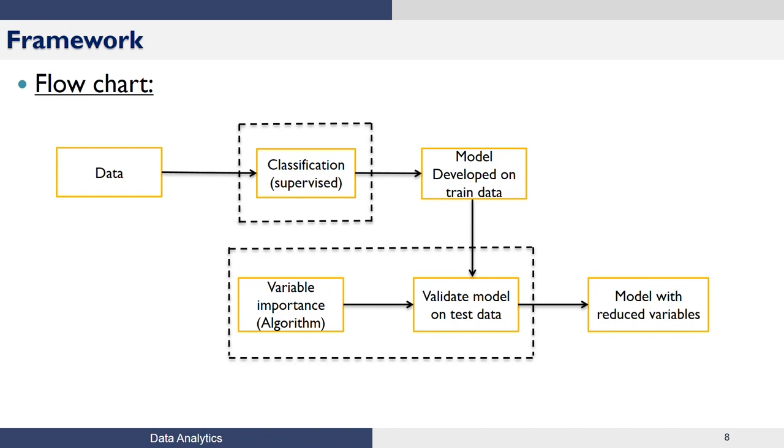So, if you think about putting all of this into a flow chart based on the extra wrinkle that we threw into the problem, trying to reduce the number of input variables that we need to solve the problem: we start with data, then we build a classification model, a supervised classification model, and then once we build the model, we validate the model on test data.